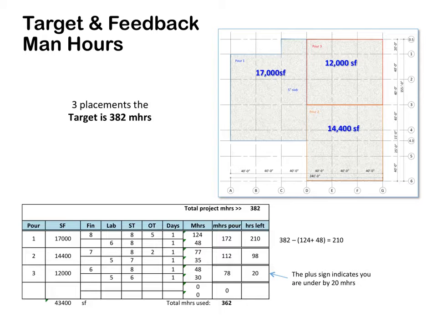As seen here in this example, we have 382 man-hours to complete these 3 pours. The feedback is what we spend each day. So these are these hours added up. We had 172 man-hours, 112 man-hours, and 78 man-hours on pour number 3. The feedback would be we did it for 162 man-hours and we had 382 man-hours to complete the project.